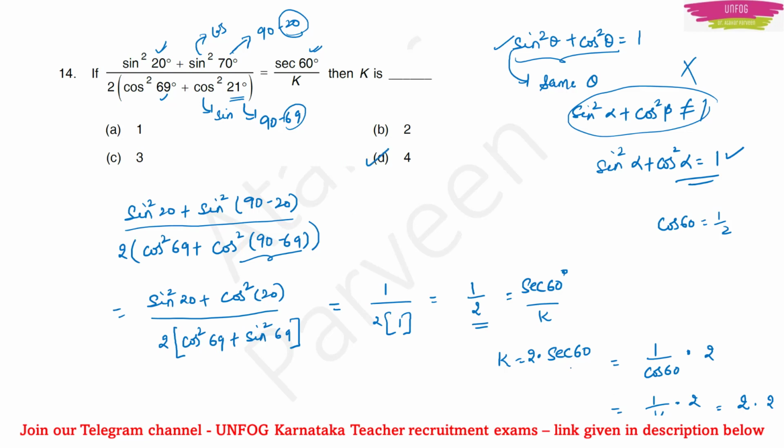Or in case you know the secant 60 value already, then directly what you can do is, it is actually 2. Secant 60 is 2. So if you know it directly, then you have k is equal to 2 into secant 60, then 2 into 2. Answer is 4.